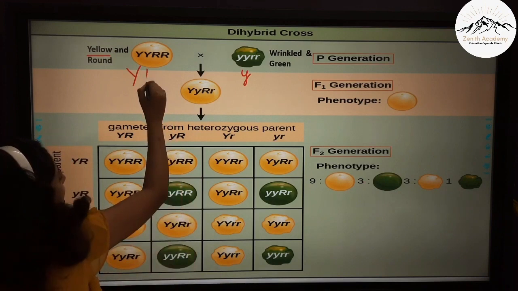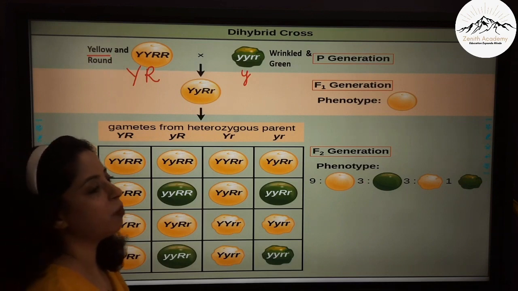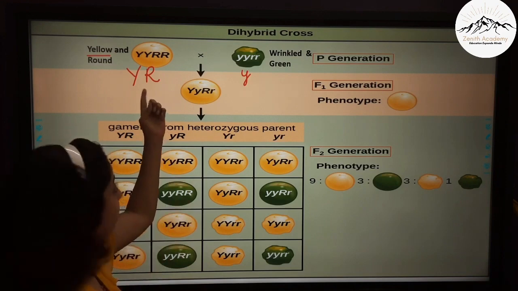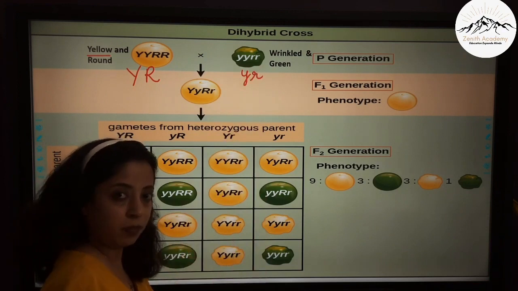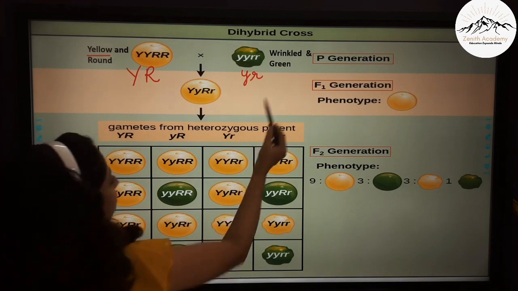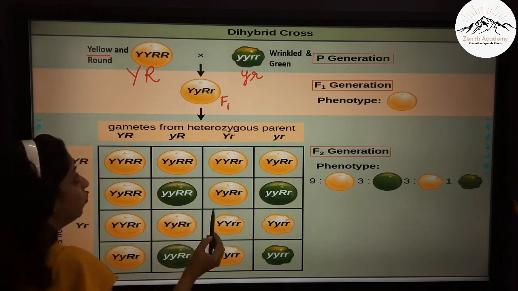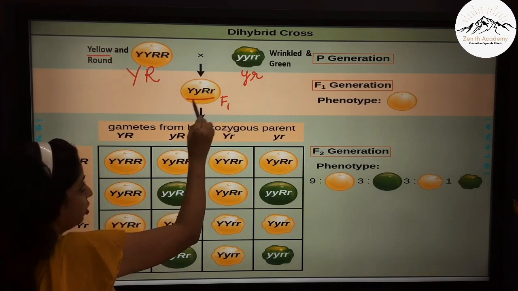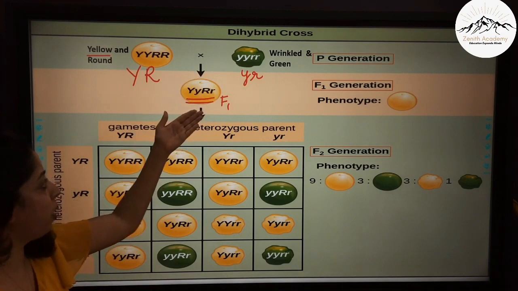Now capital R represents the shape of the seed, that is round. In the shape of the seed there are 2 variations, round and wrinkled. So round is dominant, you should remember, that is capital R means round and small r means wrinkled. Right? So it's taken 2 variations, 2 characteristics. So when you compute the F1 generation, the first generation, you will see that when you breed these 2, you will get all the 4 generations which are having this constitution.